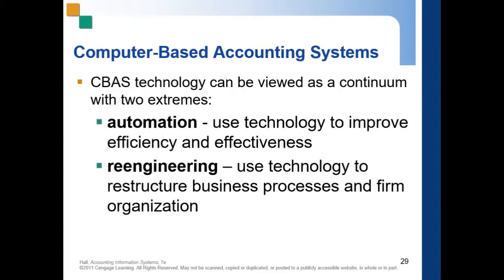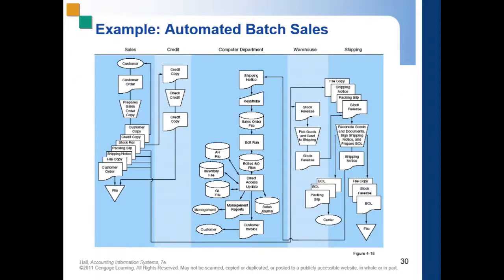And I will also show you the key features of a point of sale system, which you are very familiar with, and also the examination of electronic data exchange and the use of internet as an alternative technique for reengineering. So first, let's start with the automating batch sales. So this is an example of an automated batch sales.